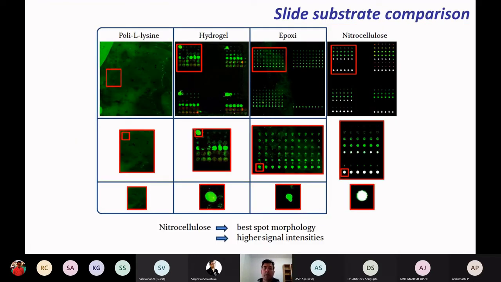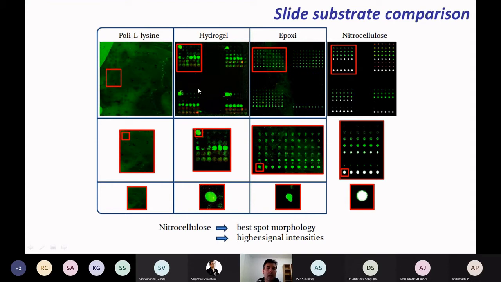This is an example of the different performance of different slide substrates for printing of our custom protein microarrays. This is poly-L-lysine, hydrogel, epoxy, and nitrocellulose microarrays. These are the treatments that the crystal process, and as you can see, the differences between them are really strong.